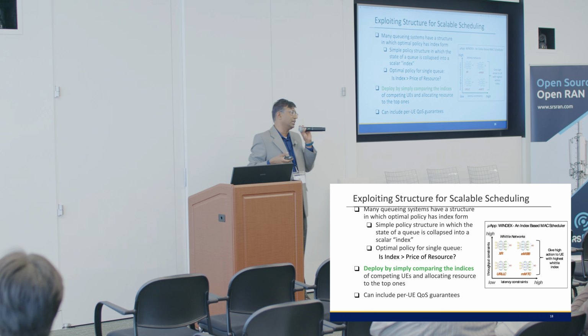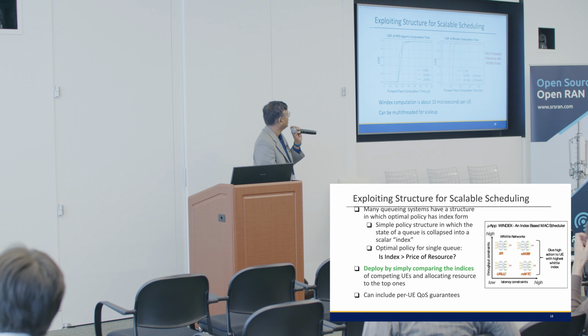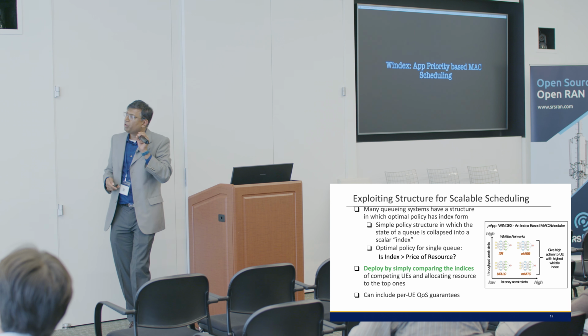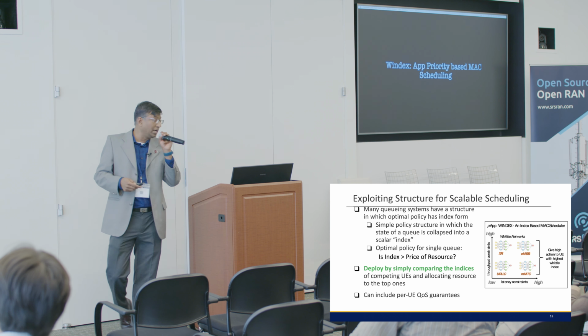On the left side, you see a big RL policy, which took about 200 microseconds to run. The index policies take only about 10 microseconds per UE, and you can parallelize them. So you can run them super quickly. That shows basically it's 10 microseconds to run the policy. So once you have this, you can actually do priority-based scheduling.